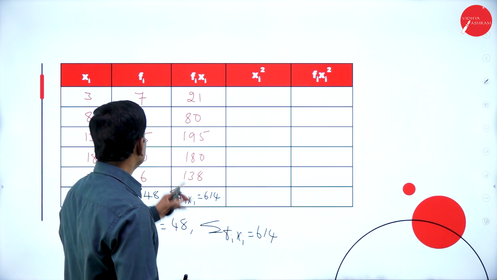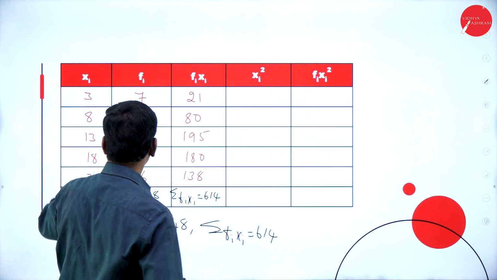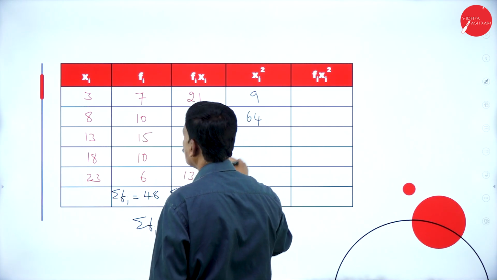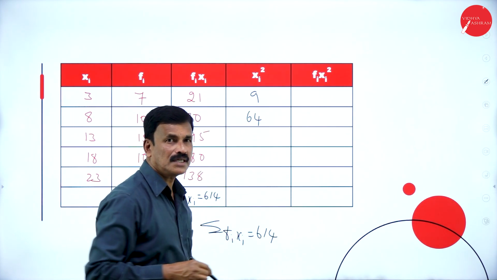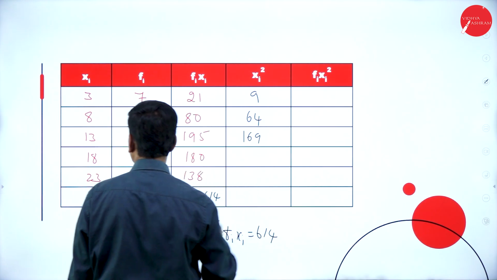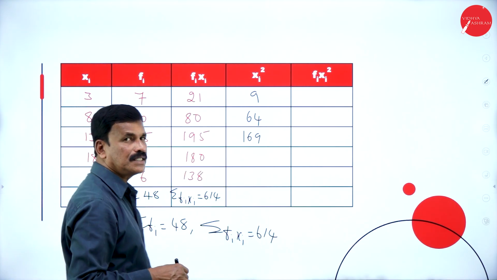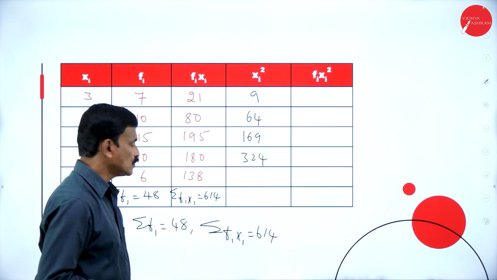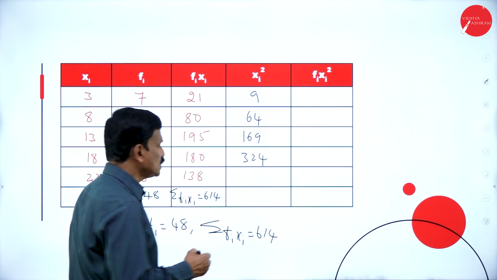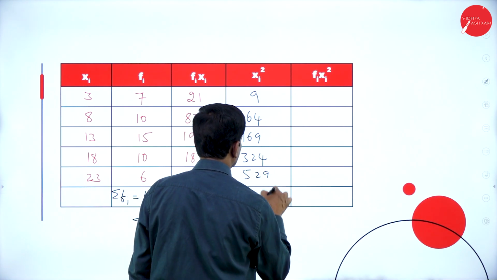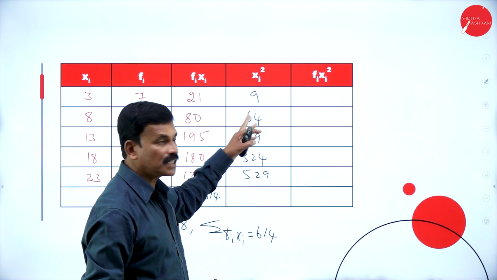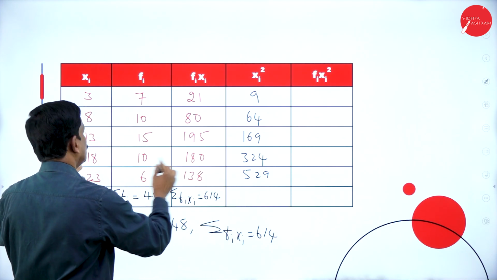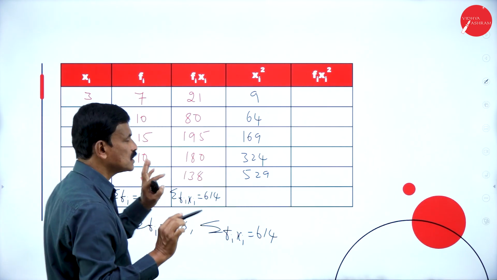Okay. Now find out xi square. Xi square means this. 3 square is 9. 8 square, 8 8s are 64. 13 square, 13 into 13, 169. 18 square, 18 into 18, 324. Then 23 square, 23 into 23 is 529. So just find out xi square: 3 square is 9, 8 square is 64, 13 square is 169, 18 square is 324, 23 square is 529.